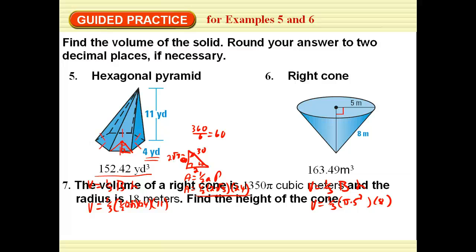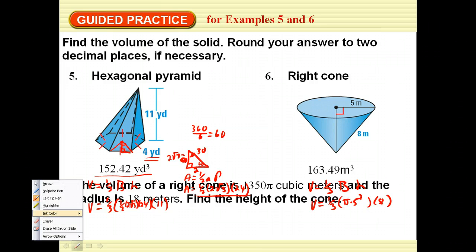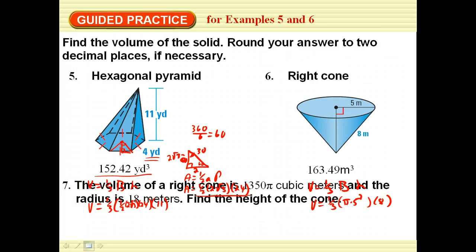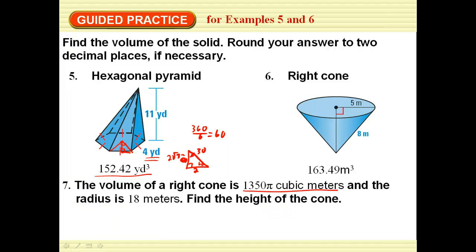Oh, we have another problem that I wrote over. Let me get rid of that writing, and then we can read the problem we need to do. What we're trying to find is the height. The volume of a right cone is given to us, and the radius is given to us, and we need the height.